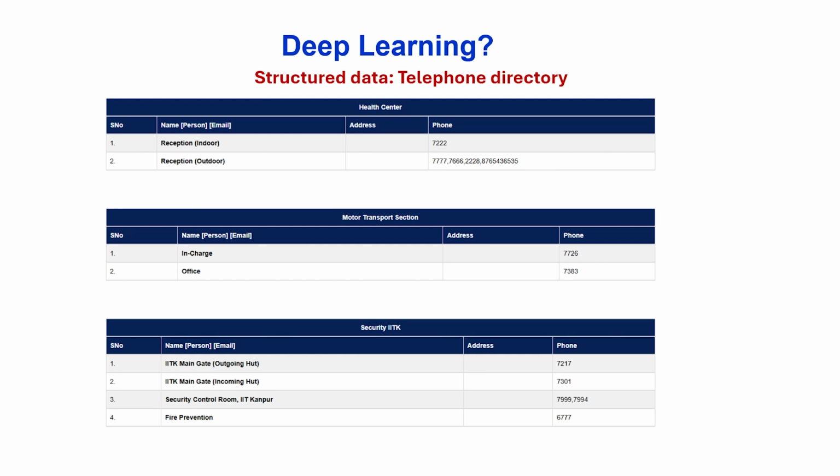This is an example of a telephone directory of our IIT Kanpur. You can see the important numbers of telephone directories are nicely presented here. On the left side names, on the right side phone numbers. This is called structured data.